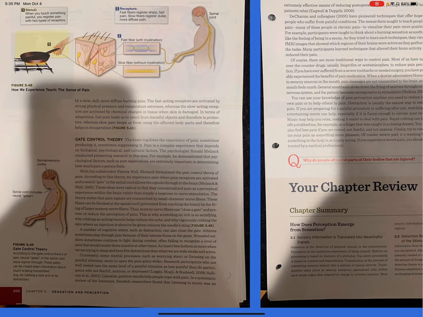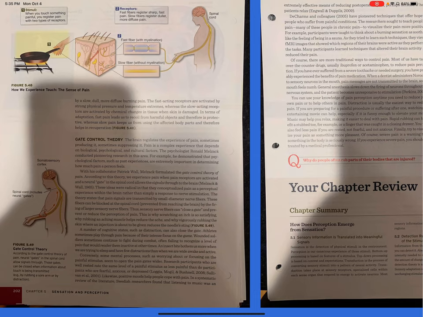In terms of adaptation, fast pain leads us to recoil from harmful objects and therefore is protective, whereas slow pain keeps us from using the affected body parts and therefore helps in recuperation. Gate control theory. The brain regulates the experience of pain, sometimes producing it, sometimes suppressing it. Pain is a complex experience that depends on biological, psychological, and cultural factors.